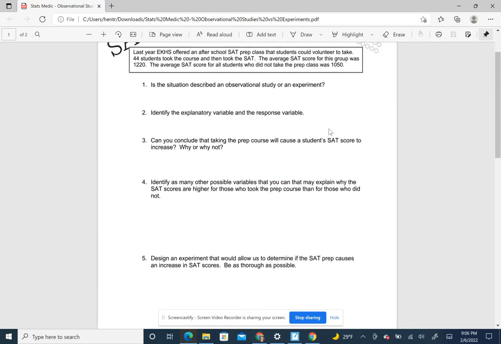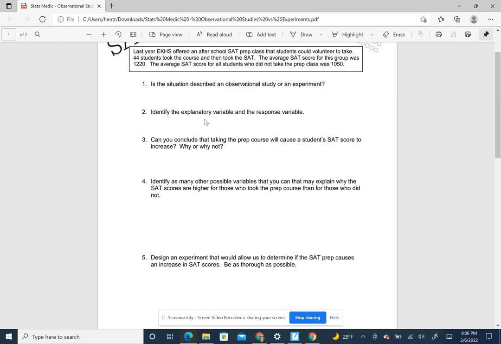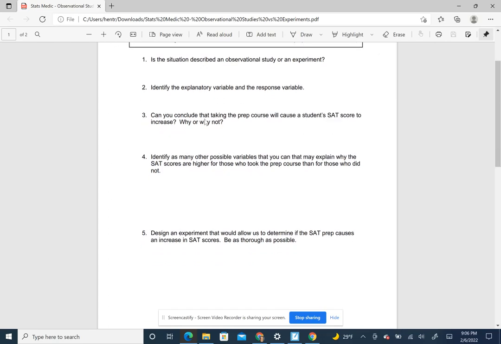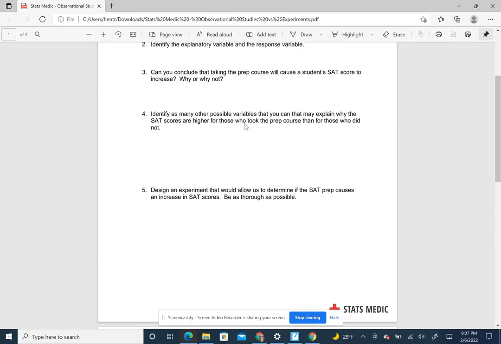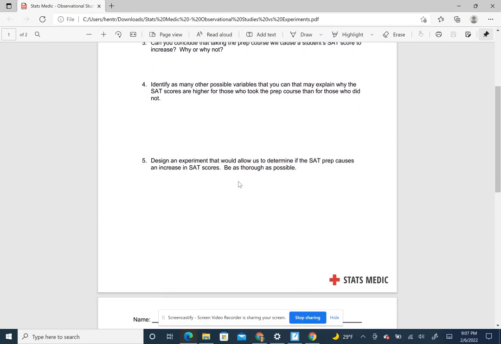So you'll see number 1 there, observational study or experiment. Number 2, see if you can identify the explanatory and response variable. 3, can you determine cause and effect type of relationship here? 4, what are some other variables? This would be like the confounding variable we talked about. And then 5, design an experiment that would allow us to determine if the SAT prep causes an increase in SAT scores. Be as thorough as possible.